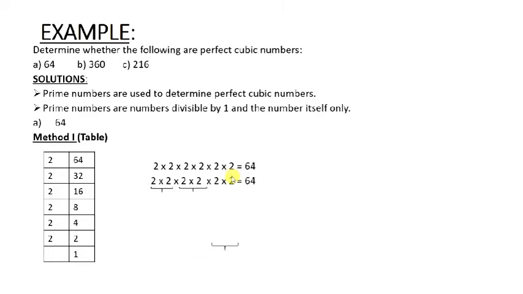After that, what are we supposed to do? We'll group the factors. So when we group them, we'll get 2 times 2, which is giving us 4. So we have 4 times 4 times 4, giving us 64. 4 to the power 3 is 64. Therefore, 64 is a perfect cubic number.